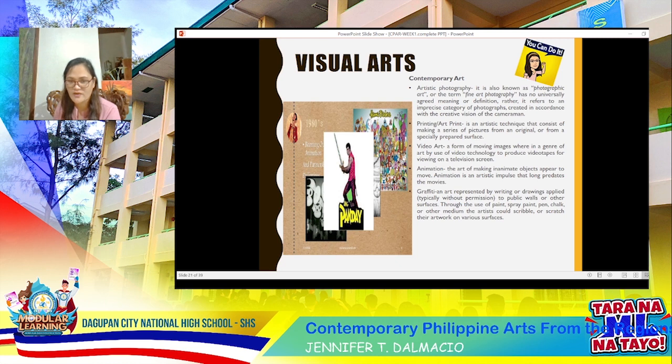We also have graffiti, which is an art represented by writing or drawing applied to public walls or other surfaces. Through the use of paint, spray paint, pen, chalk, or other medium, the artists could scribble or scratch their artworks on various surfaces. This is legal.